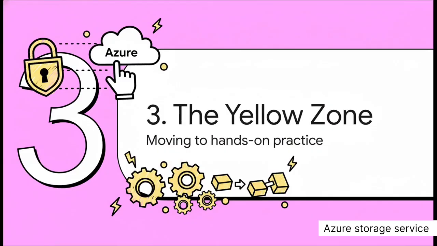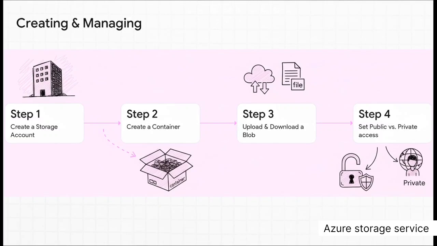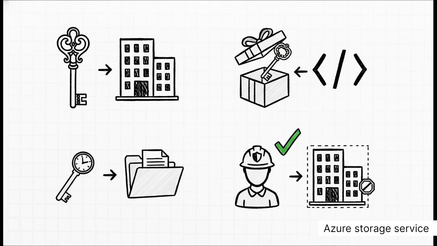All right, our foundation is solid. We are now officially moving into the yellow zone. This is where we stop just talking about concepts and start doing things. It's all about hands-on application and, of course, security. So your first practical steps will probably be right inside the Azure portal. You'll actually create your storage account, your building, then you'll make a container inside it, and you'll literally just drag and drop a file to upload it. This is also where you'll learn the super important difference between making a container public for anyone to see versus keeping it totally private.